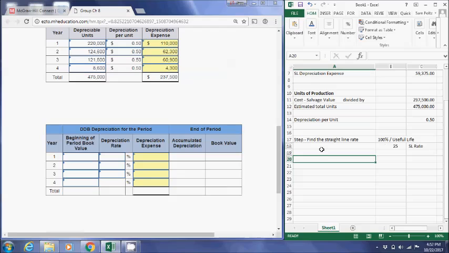Our double declining balance, step 2, is to find the DDB rate, and that is always going to be calculated as 2 times the straight line rate. So what we're going to have then is 2 times 0.25, and that's going to give us basically 50%. If we were to throw this into percentages, we should work out that way. So 50% is going to be our DDB rate.